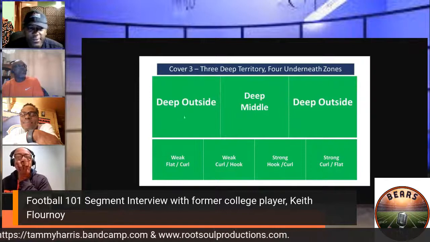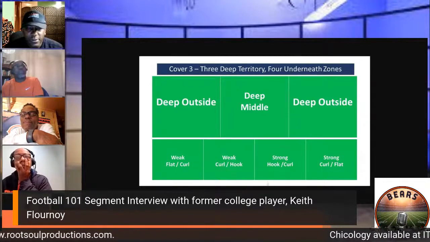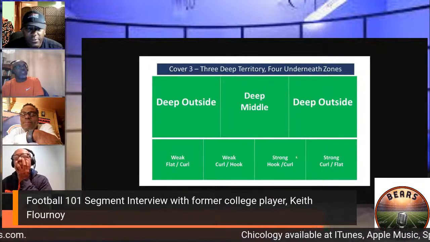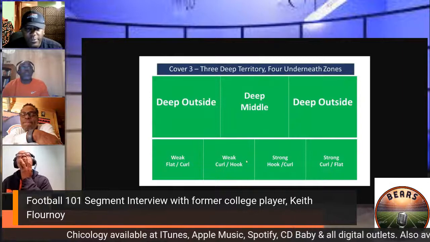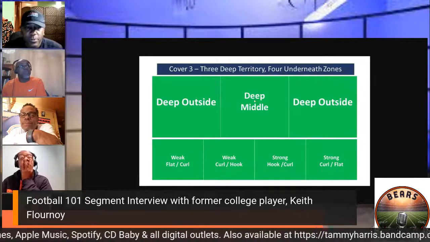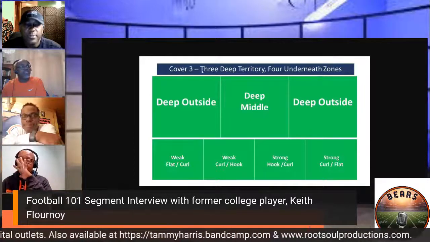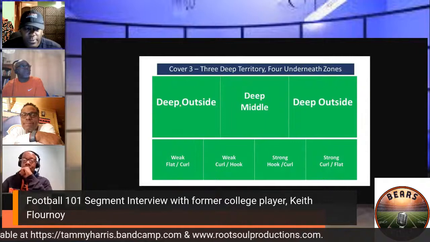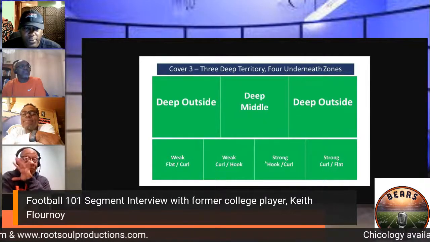So if we're in a cover 3, that means 3 in the back. We already have the 4 defensive linemen. That's going to show us 5 in the under zone. If we're doing a cover 2, that guy from the deep middle comes down and protects the underneath zone. So cover 2 means you have the deep halves split in half, and then you've got 5 underneath.